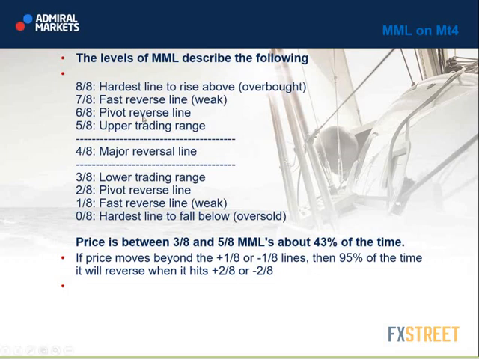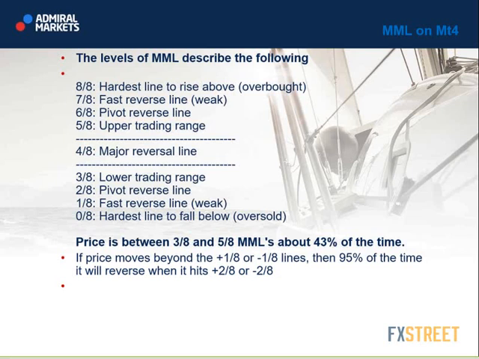Now, 6-8 is the pivot reverse line. Usually when the price first touches this level, it should reverse. So the price should touch it first, then reverse. Upper trading range, major reversal line, and lower trading range is basically where price is about 43% of the time. So 3-8, 4-8, and 5-8 is where the price is 43% of the time.